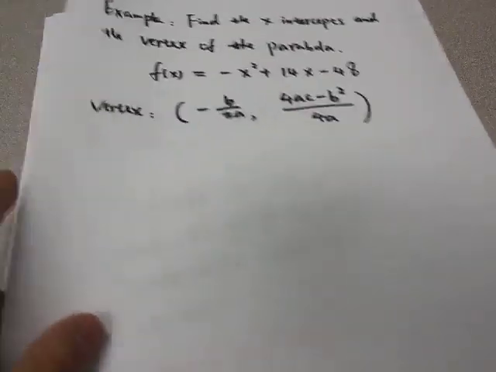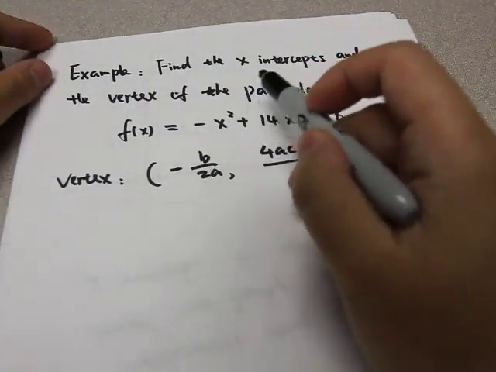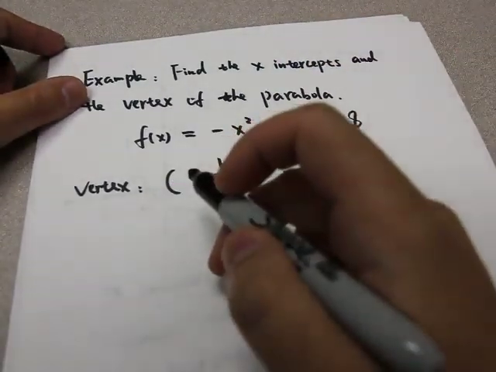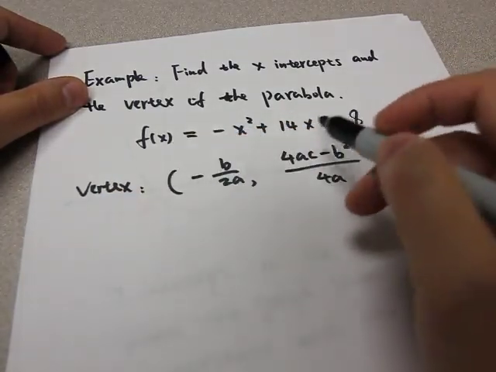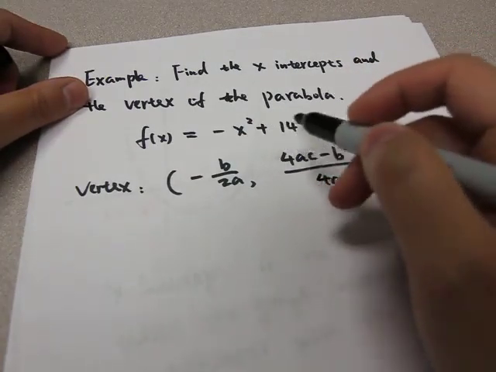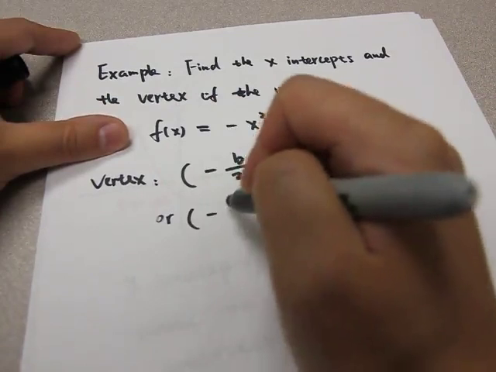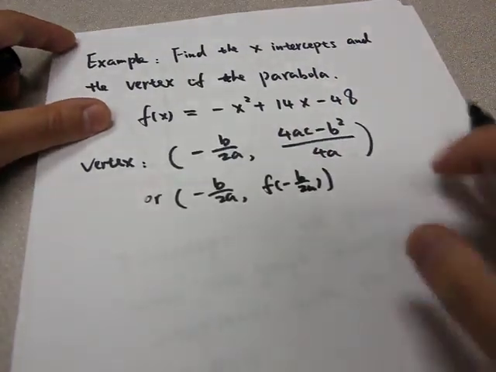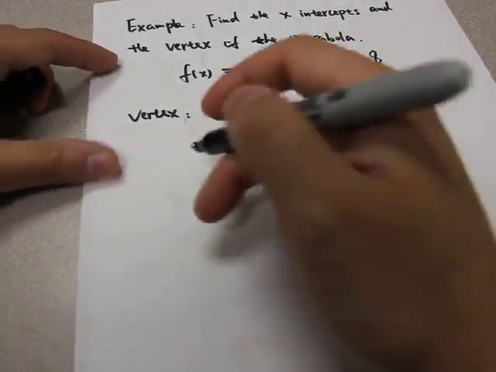Now then, let's go back to this example. So we're asked to find the x-intercepts and the vertex. Now in the previous class, we said that given the function, even though we don't convert the function into the standard form, we are still able to find the vertex by using this formula, or on some textbooks they use this formula. So let me use the first formula to find the vertex first.